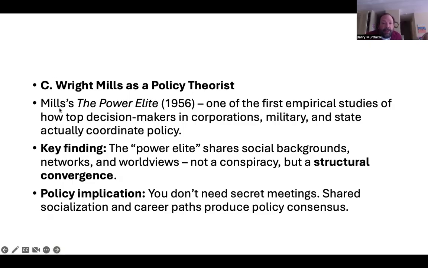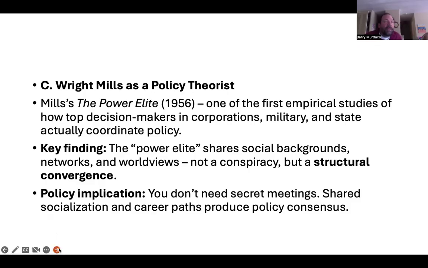Now, Barrow also talks about C. Wright Mills as a policy theorist. Mills's The Power Elite was in 1956, one of the first empirical studies of how top decision makers in corporations, military, and state actually coordinate policy. The power elite shares social backgrounds, networks, and worldviews. It is not a conspiracy, but a structural convergence. You don't need secret meetings. Shared socialization and career paths produce policy consensus.